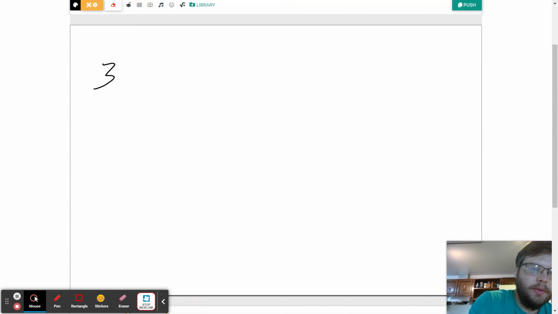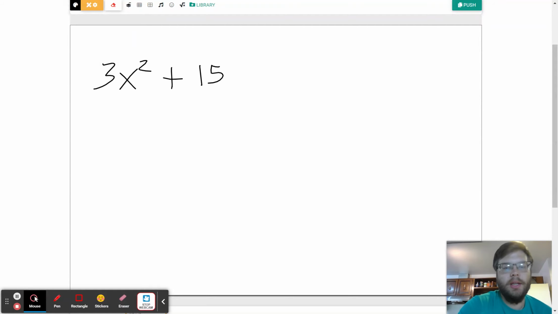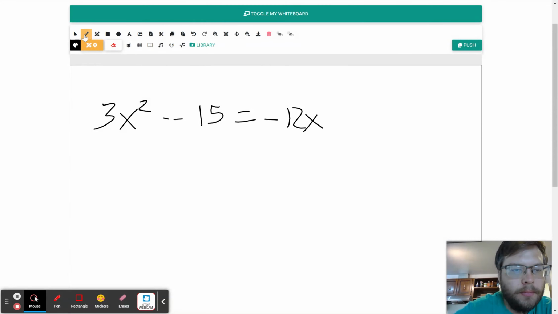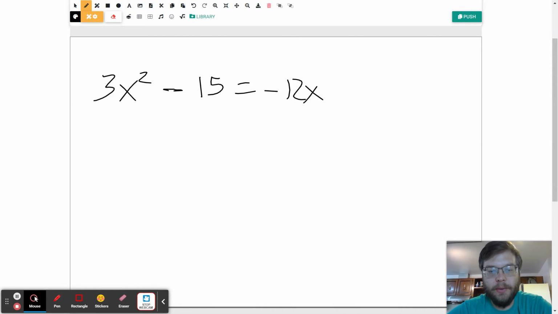Let's do 3x squared plus 15 equals negative 12x. Sorry, let me make a small change to that. I want this to be a negative value. There we go. So 3x squared minus 15 equals negative 12x.